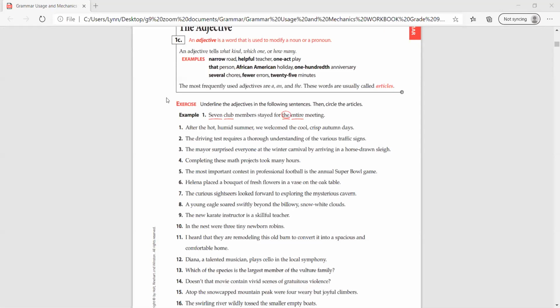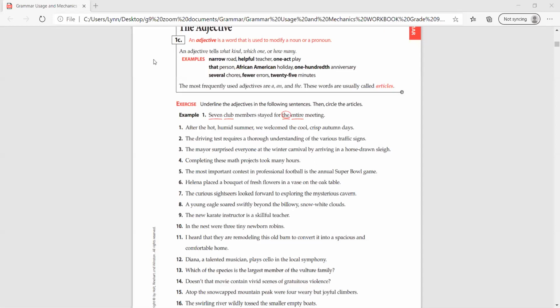Okay, what about circle the articles? The is the article. The one before hot and the one before cool. Very good. Number two. Driving is the adjective. Okay. And thorough. Okay. And various and traffic. Okay. Those are what? Adjectives. Okay. What about articles? Do you have any in that sentence? Yes, the first before driving. Okay. The before various. Okay. And before thorough.